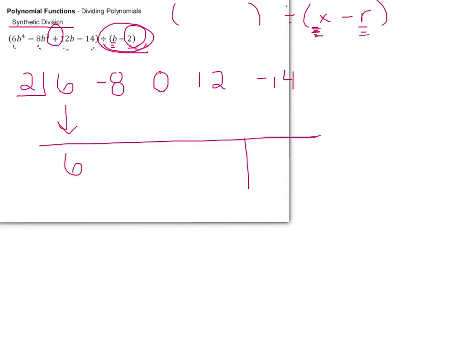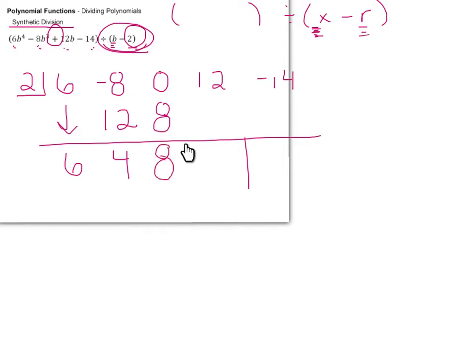And now we're going to take this and we're going to multiply this 6 by this 2. So 6 times 2 is 12. Now we're going to take it and we're going to add negative 8 and 12. Negative 8 plus 12 is 4. Then we just keep repeating the process. So we're going to multiply 4 times 2 to give us 8. And then we're going to add 0 and 8 to give us 8.